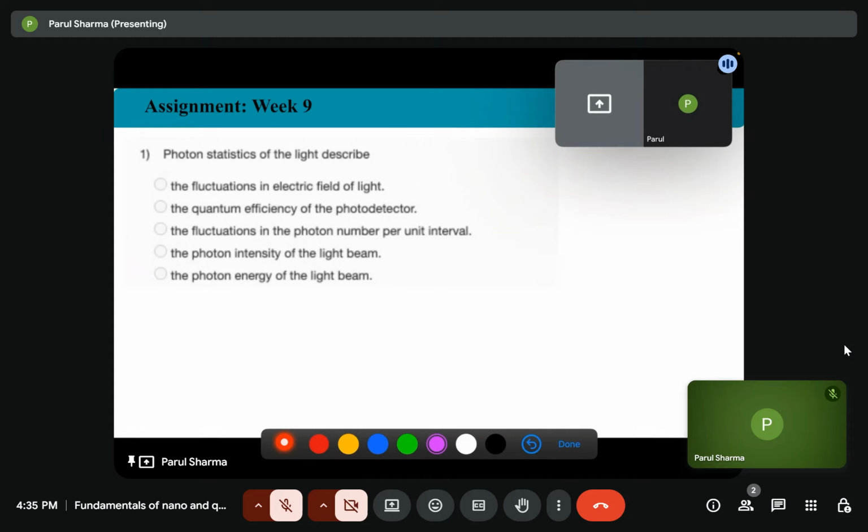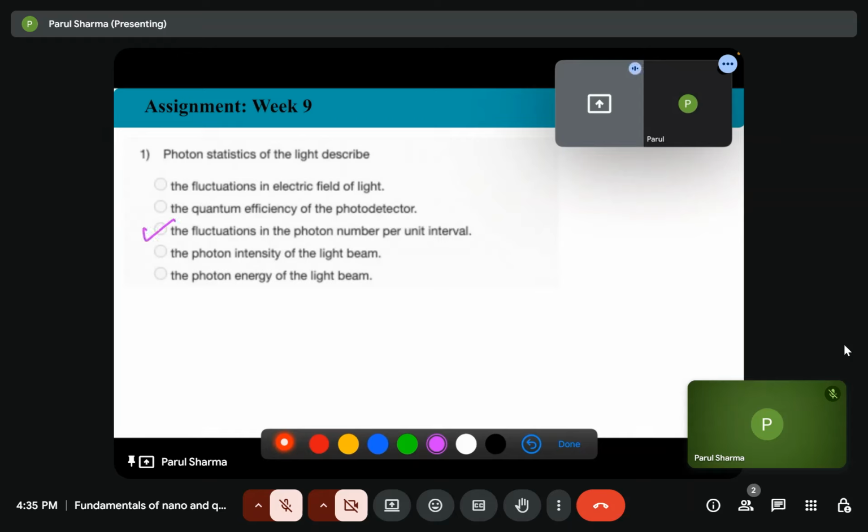So the first question is photon statistics of light. Describe the fluctuations in electric field, photon quantum efficiency of the photodetector, the fluctuation in the photon number. So in case of photon statistics, we are dealing with the fluctuations in the photon number per unit interval. So the correct answer is option 3.